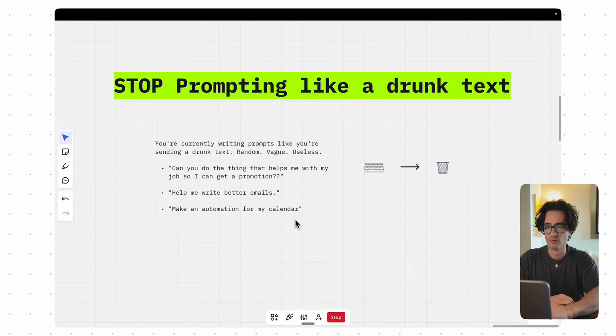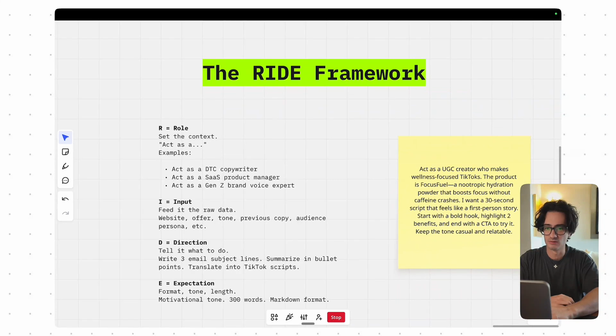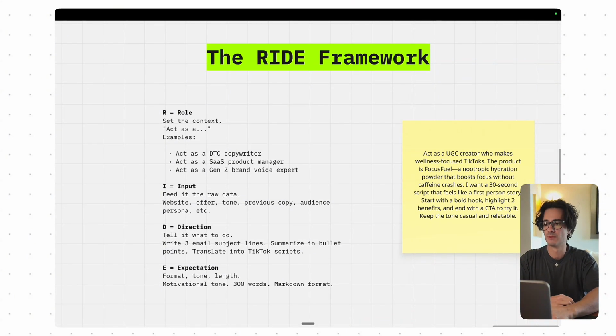So I want to show you one of my favorite frameworks. It's called the RIDE framework. So it's super simple. We start with the role. You have to set a context to the AI. You have to give it a job description, basically, right?